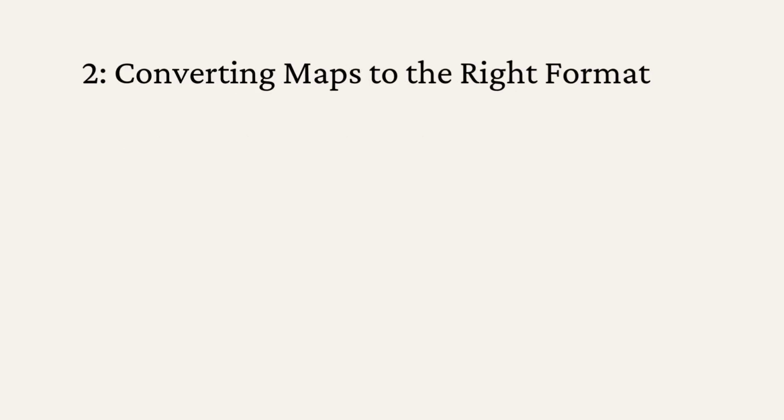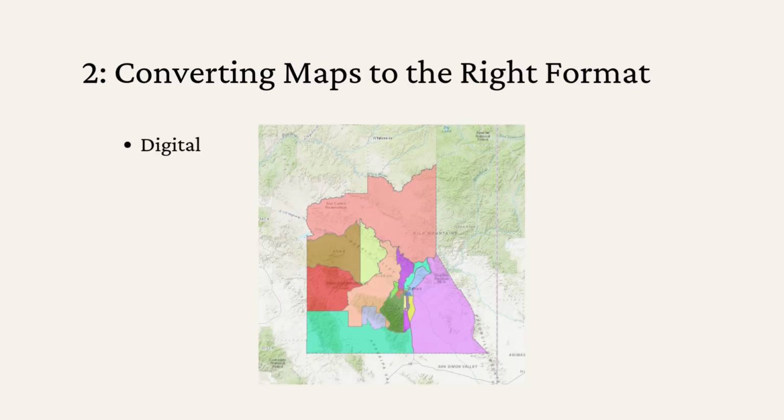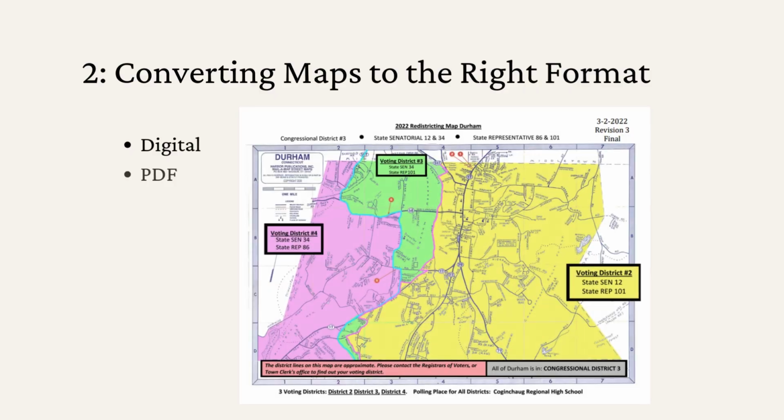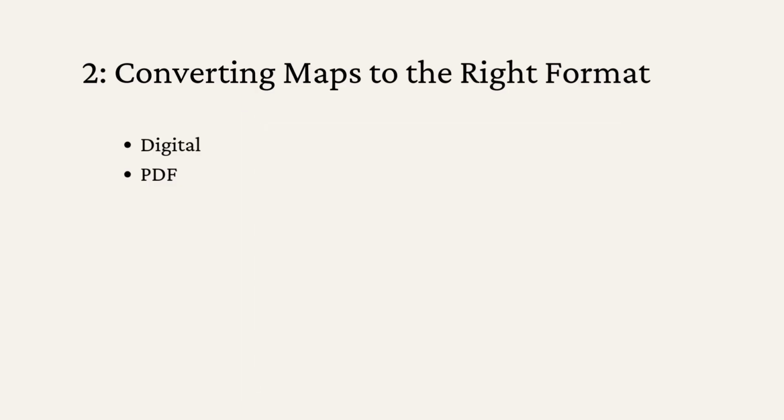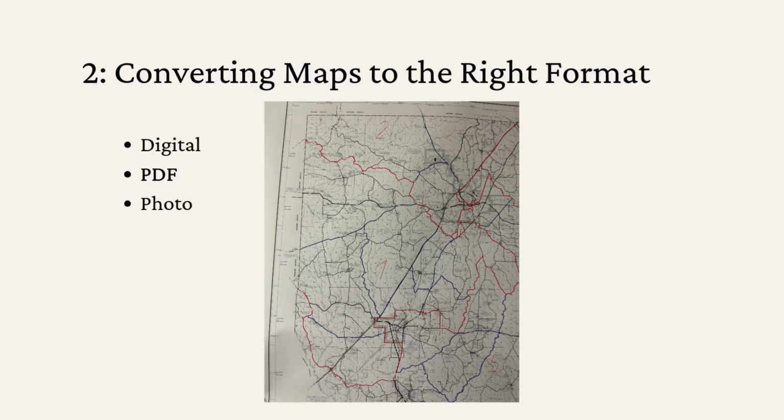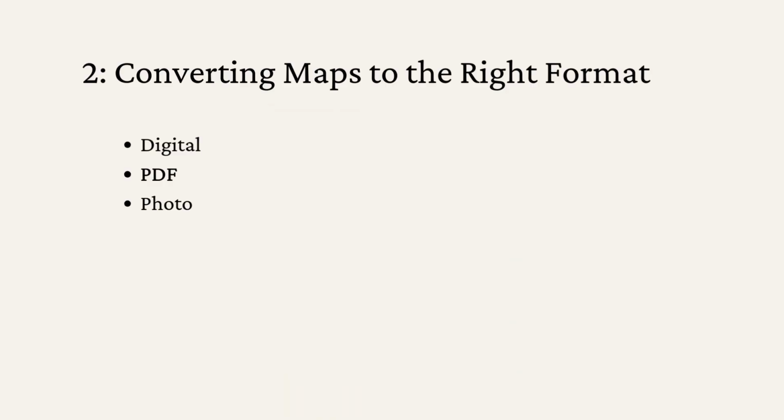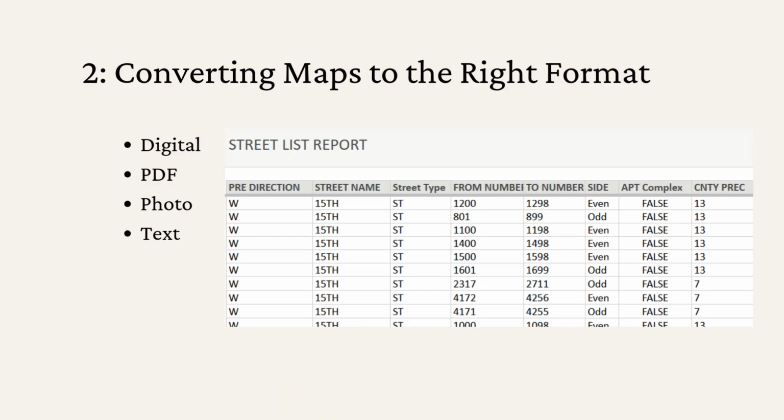Number 2. Converting these precinct maps to the right format. Maps can be a digital format that is ready for use, or they may be PDFs, photographs of maps on the wall, or even textual descriptions.